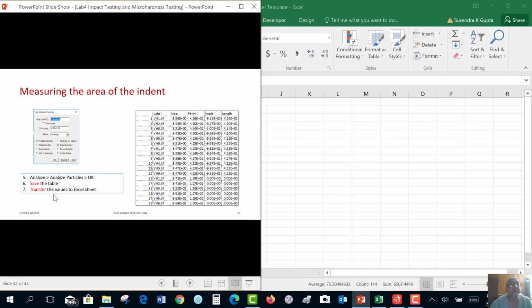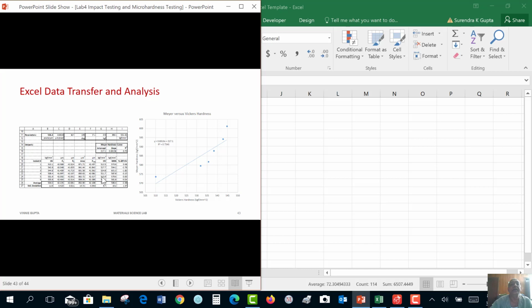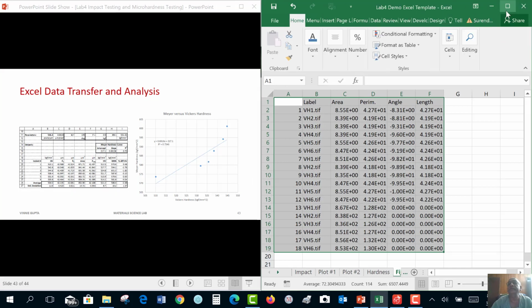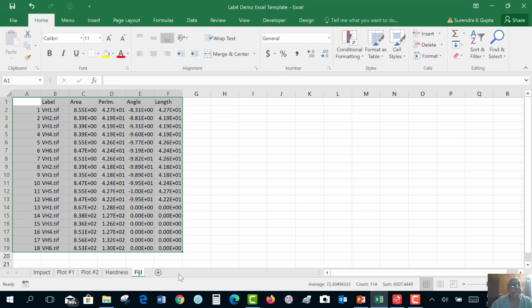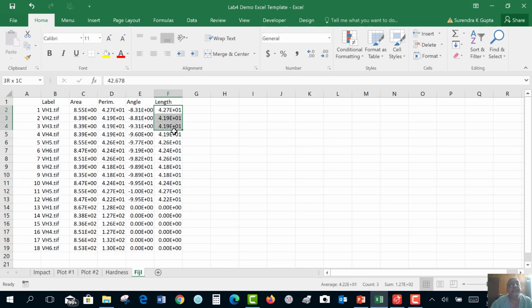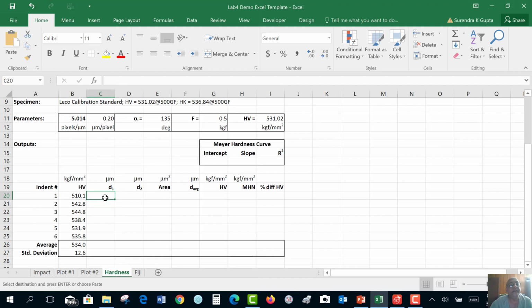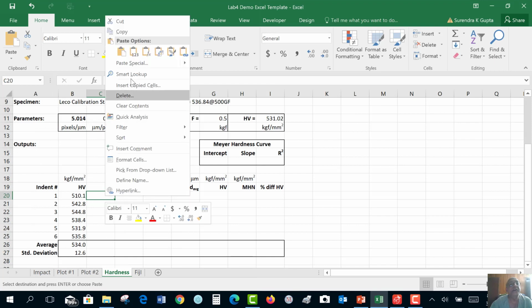So we saved the table, we transferred the values to Excel sheet. So now let's see what we are going to do for processing. So we are going to take the first 6 lengths, copy, and that's our diameter. So we want just values only.